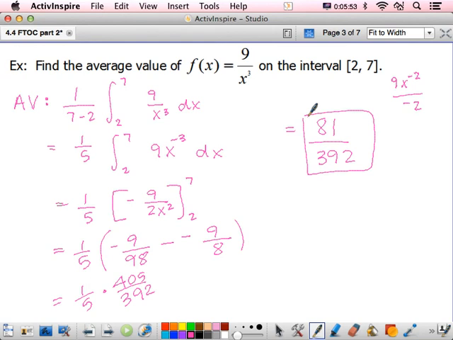So the average value is actually a decimal for that, which kind of makes sense because if you plug in 2, you're going to have 9/8, but if you plug in 7, that's going to be much less than 1. So it should be something a little less than 1.